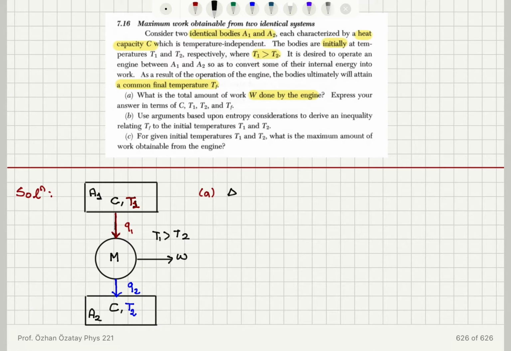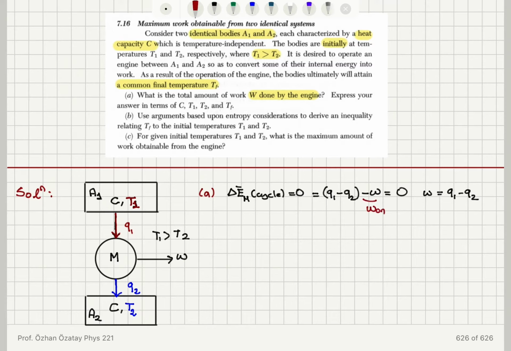If you look at the internal energy change of the engine, because it's a cycle, it is 0. The total amount of heat absorbed is Q1 minus Q2. And the work done on the engine is minus W. So this is going to be equal to 0. Therefore, I find that the work done by the engine is Q1 minus Q2.